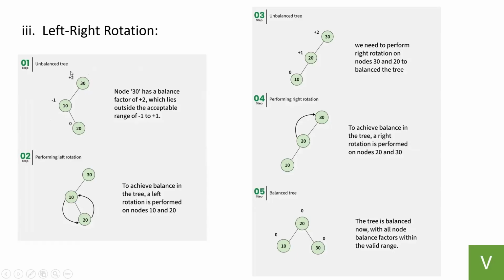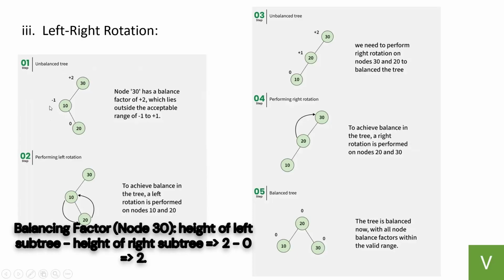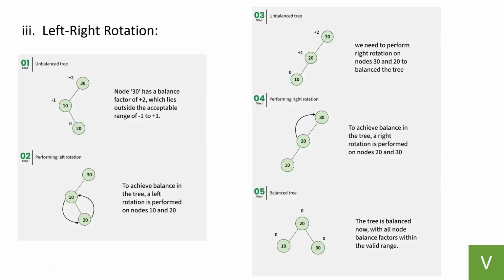Now we will check the balancing factor for the node 30. So height of left subtree, which is 2, minus height of right subtree, which is 0. 2 minus 0, 2, which is not a valid balancing factor. So to achieve balance, first we perform left rotation between nodes 10 and 20, and then we perform right rotation between nodes 20 and 30. So observe the process between step 2, 3 and 4.